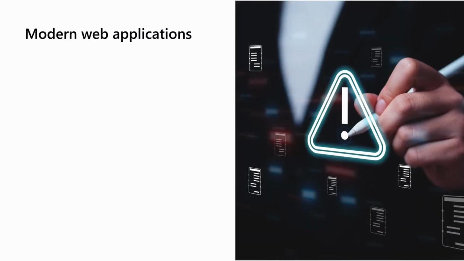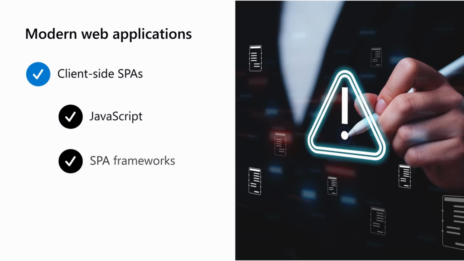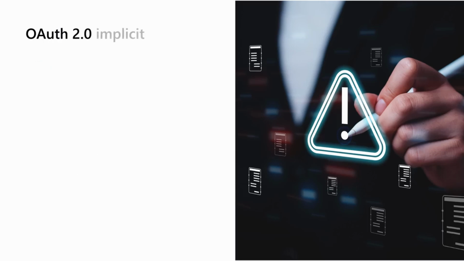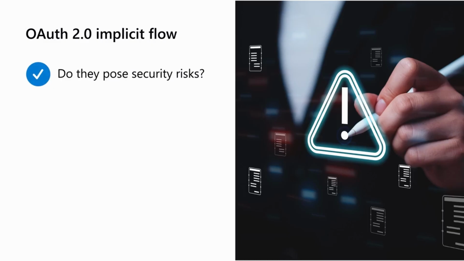Most modern web apps are built as client-side SPAs and written using JavaScript or SPA frameworks. These apps traditionally used the OAuth 2.0 implicit flow to authenticate and obtain an access token to connect to protected resources. But does the OAuth 2.0 implicit flow pose security risks? Do modern browsers use them?